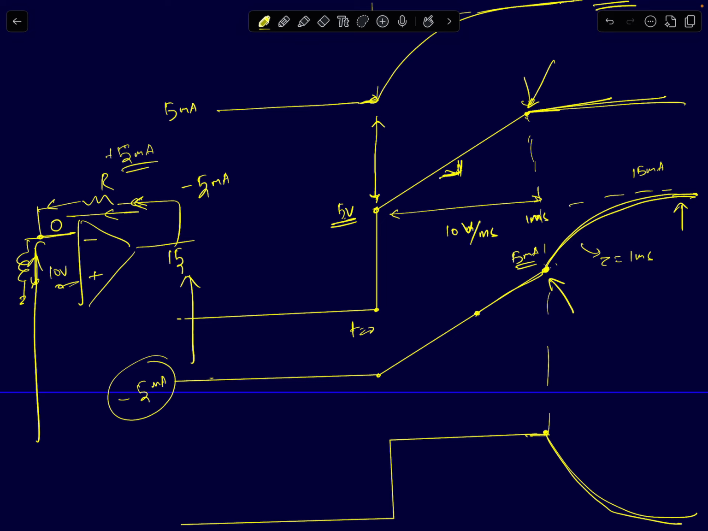So if I ask you what is the total time for the inductor current to settle down, starting at t equal to 0, it will be 1 millisecond, it will charge linearly, and then for 5 milliseconds, so I'm assuming 5 time constant settling, it will charge exponentially. So for the current to go from minus 5 milliamperes to plus 15 milliamperes, the total time it takes is approximately 6 milliseconds.